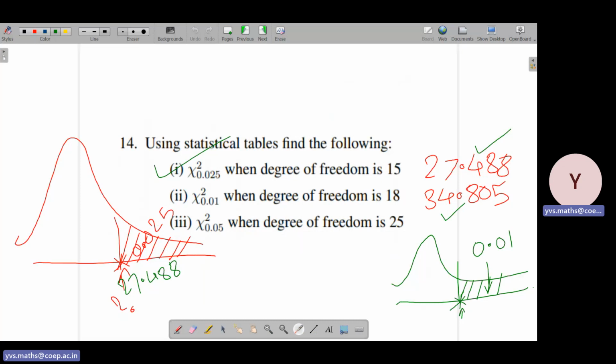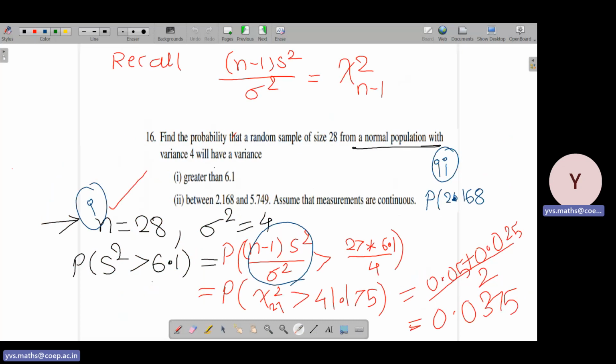So this is how to make use of chi-square tables, and one more example we'll take. Suppose I have to find the probability that a sample of size 28 is taken from a normal population with variance 4. So the normal population is given with variance 4, that is, sigma square, the population variance, is equal to 4, and your sample size is 28. You have to find the probability that the sample variance will be greater than 6.1.